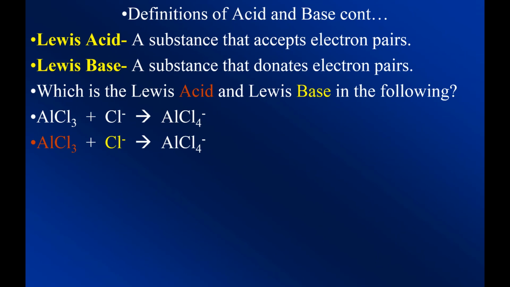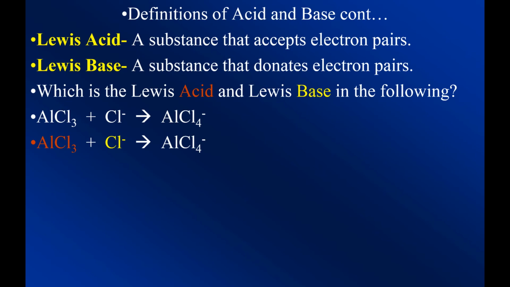Okay, so this would be for honors chem only, but a Lewis acid is one that accepts electron pairs. A Lewis base is one that donates electron pairs. Okay, so that may seem really strange. Before, we were talking about H+ ions or protons. Now we're talking about electrons. At first glance, this may look totally different and unrelated to the previous two, but it actually is.